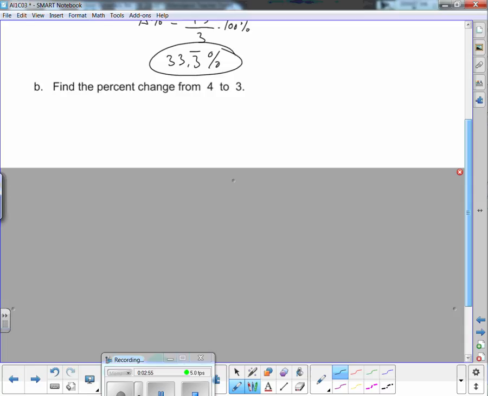So B, find the percent change from 4 to 3. 33%, right? 4 to 3. We just did 3 to 4. 4 to 3's got to be the same thing. And the answer is no, right? Go ahead and run the formula. Run the numbers. What's the percent change from 4 to 3?